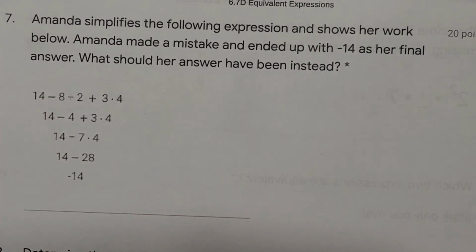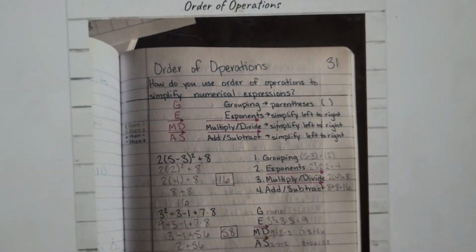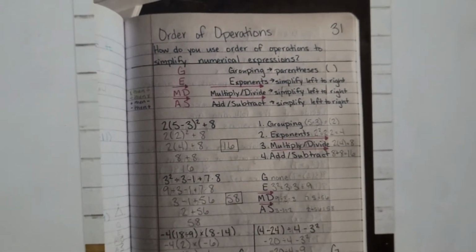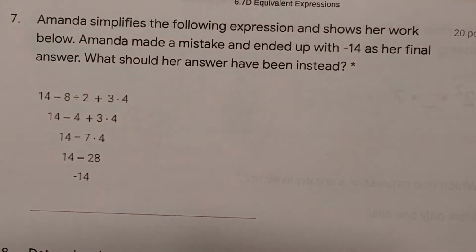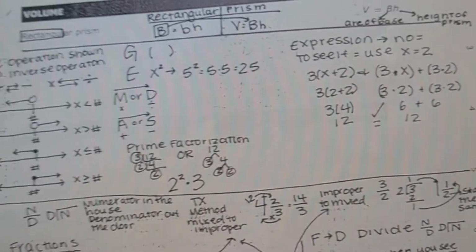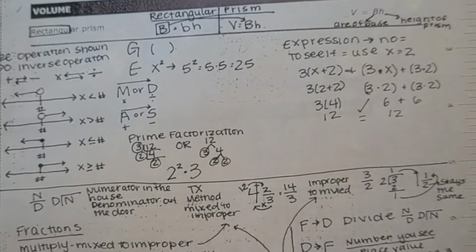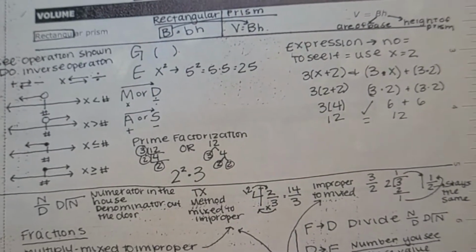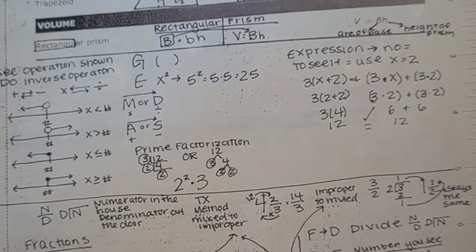You should be using your notes on page 31 to remember how to use order of operations in GymDOS to solve expressions. You should also be using your throw-up sheet on the middle of the formula page where it has GymDOS, G, E, M or D, A or S, right above prime factorization.